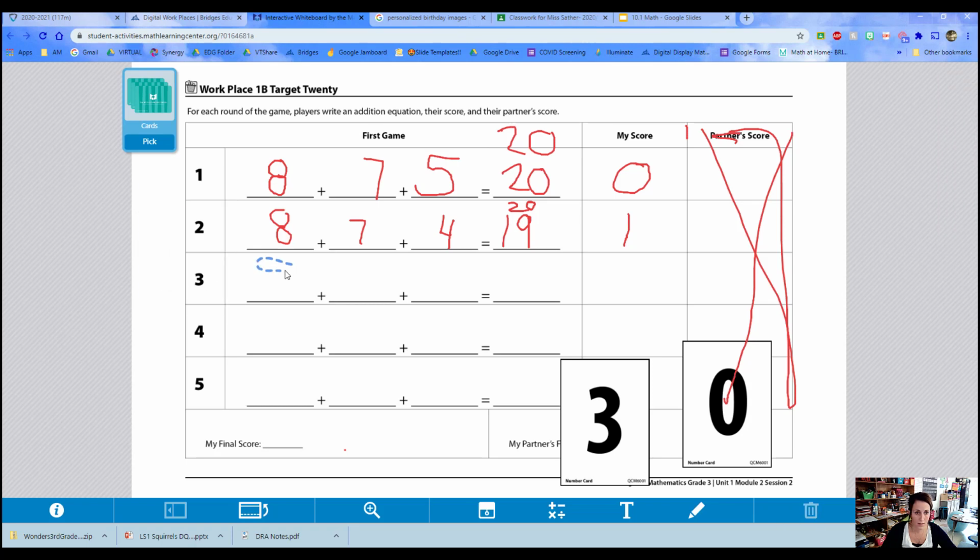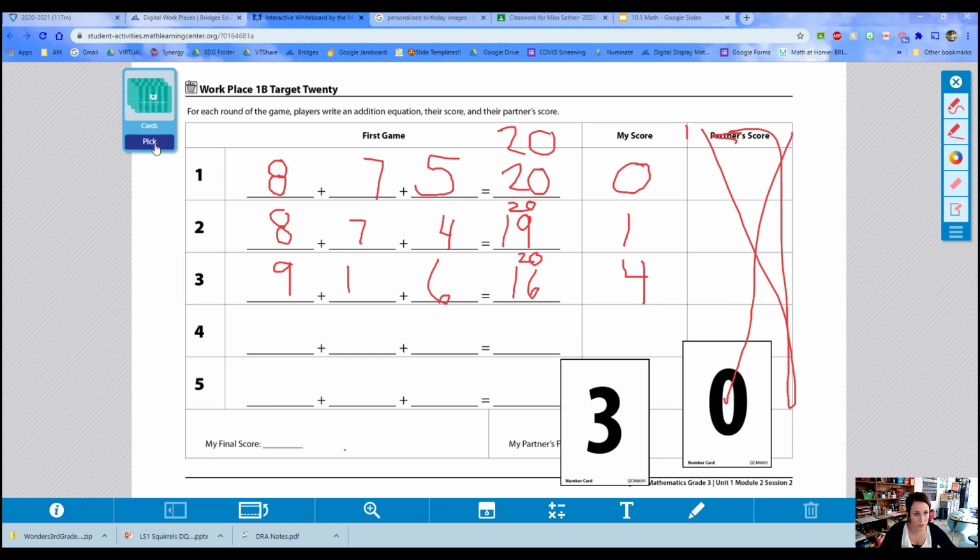So I have 9 plus 1 plus 6, so 10, that equals 16. So now I have to subtract 20 minus 16. I'm just going to count up from 16 until I get to 20. 17, 18, 19, 20. I had to count up 4. So my score for that round was 4.